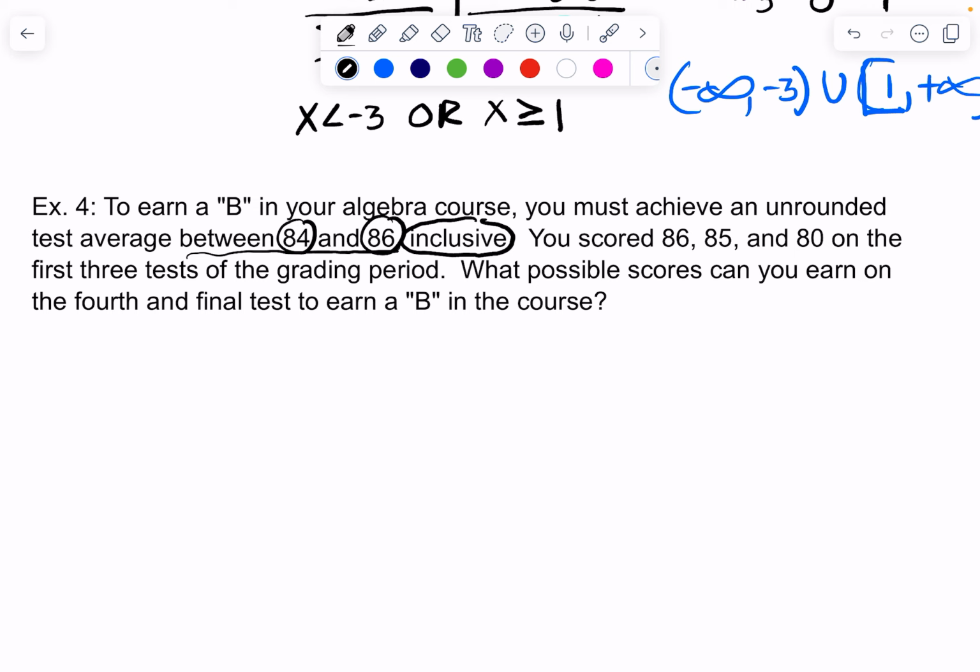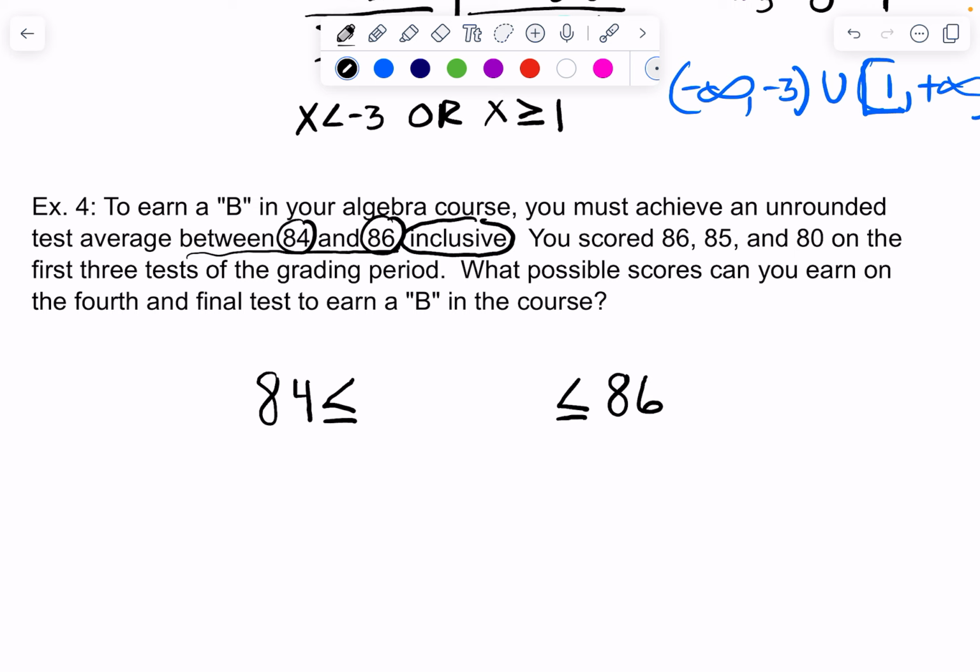You scored an 86, 85, and an 80 on the first 3 tests of the grading period. What possible scores can you earn on the 4th and final test to earn a B in this course? So you know that you want the average to be between 84 and 86. So that means that the values have to be greater than or equal to 84 and less than or equal to 86.